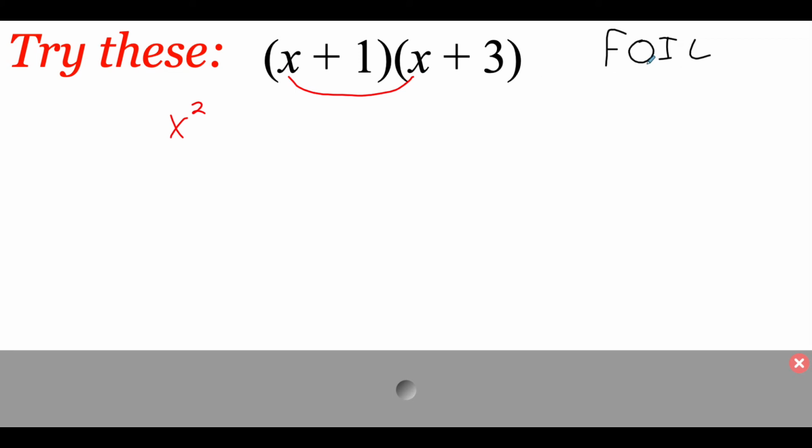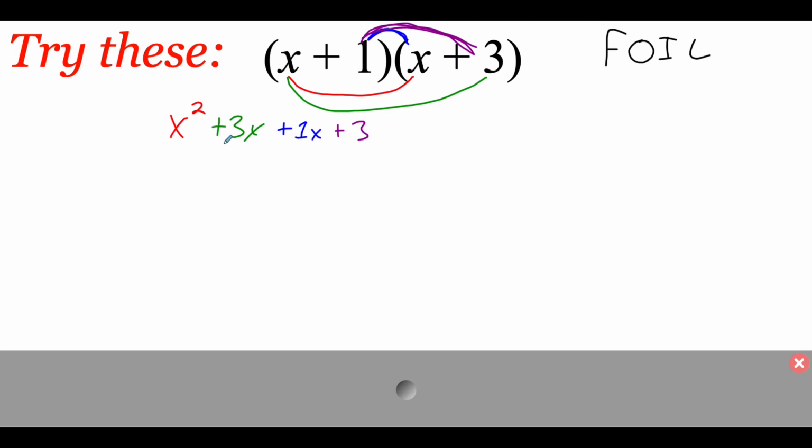Then I look at the outside things. O means outside. So on the outside, I have the x and the 3. Well, 3 times x is going to give me 3x. The I means the inside things. So we have 1 and x on the inside. So 1 times x is just going to give me 1x. And then the L means the last things. So I have the 1 and the 3 as the last pieces in each binomial. So 1 times 3 is 3.